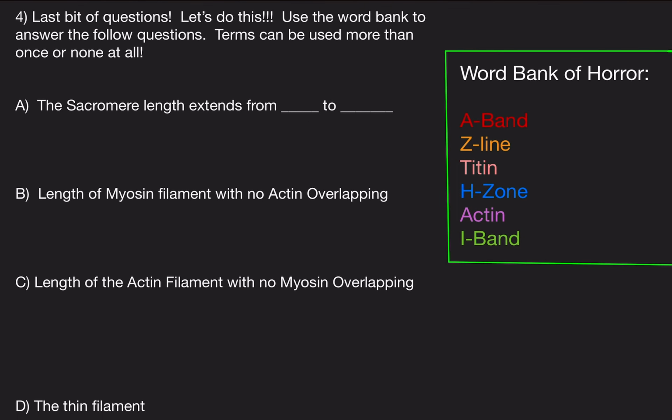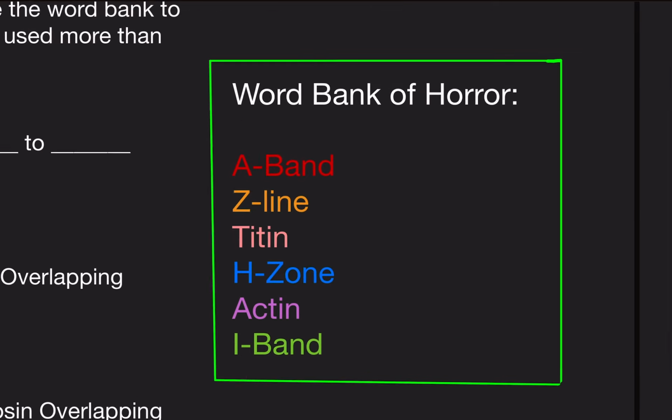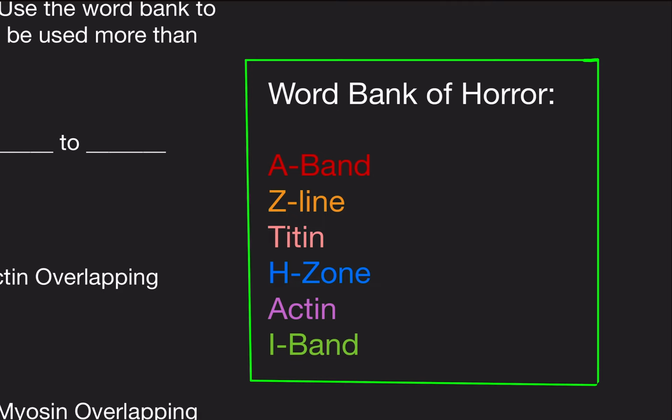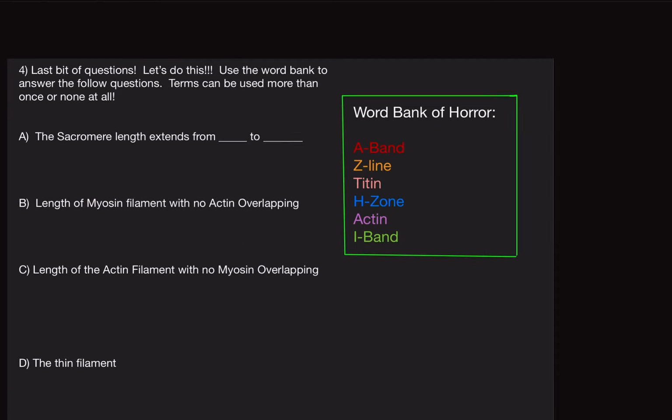Last bit of questions. Let's do this. Use the word bank to answer the following questions. Terms can be used more than once or not at all. Don't you hate when they do that? Like the none at all stuff? I hate that. So you have the word bank of horror I created. You got A band, Z line, titin, H zone, actin, and I band.